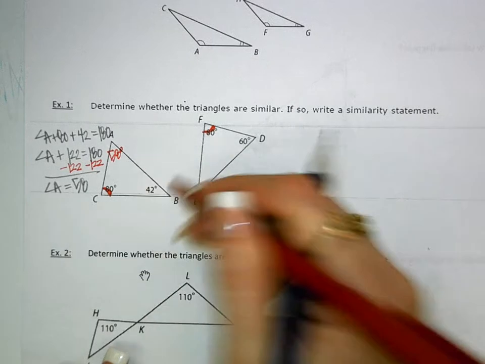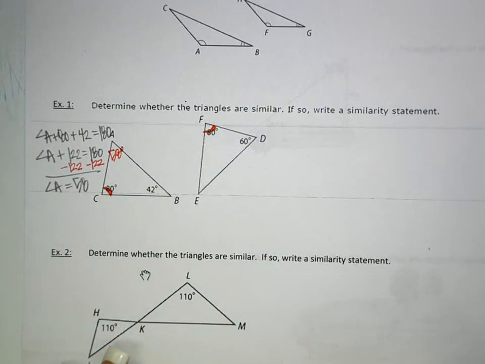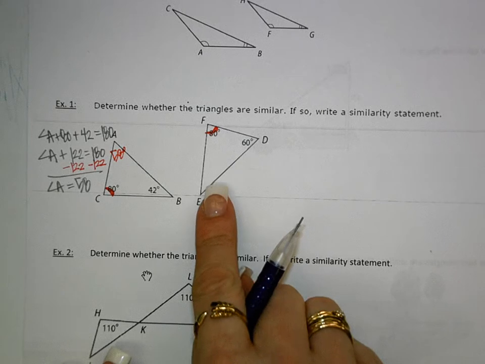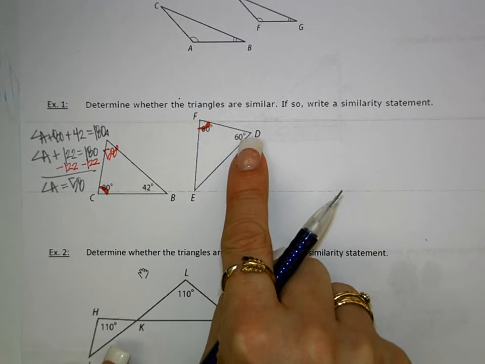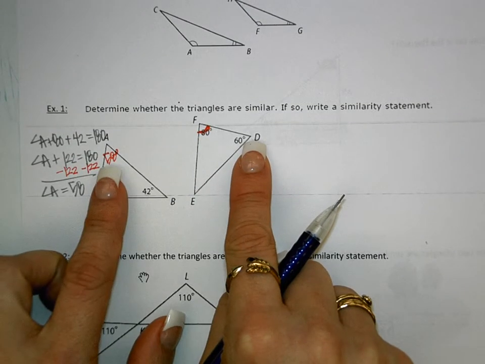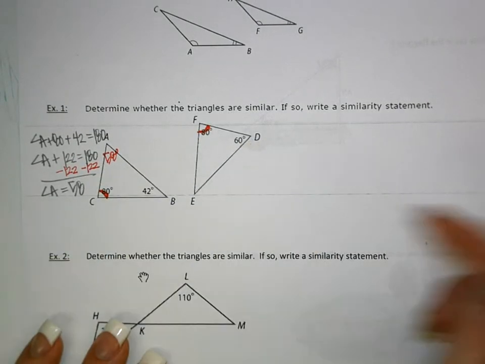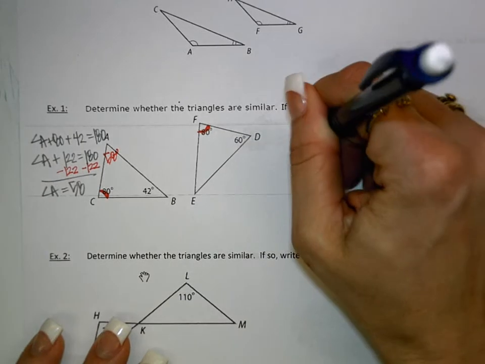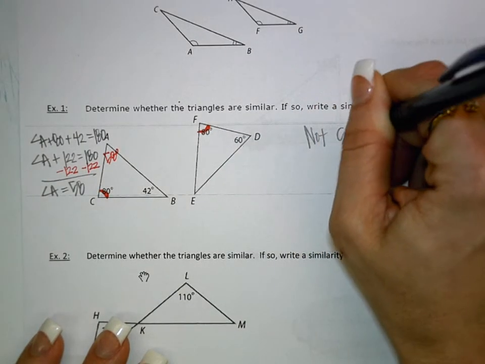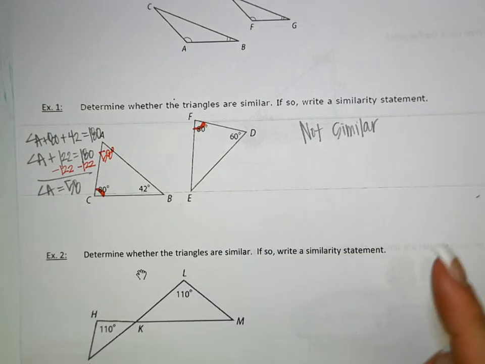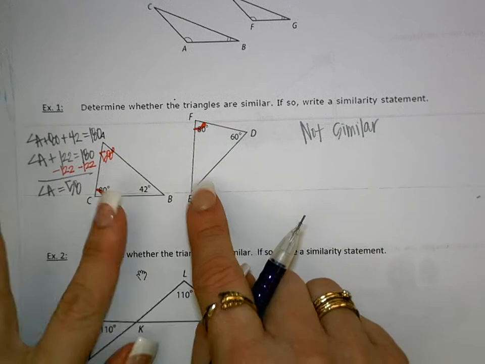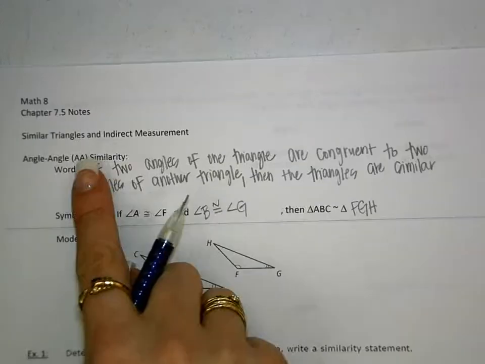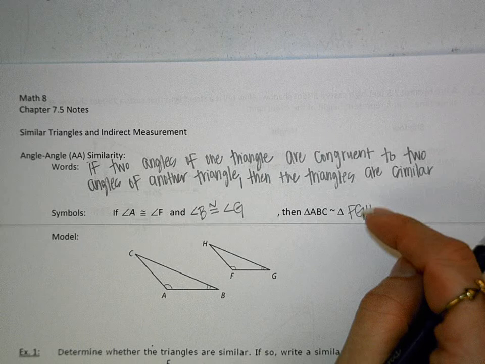Are any of the other angles equal to each other? No. Do we even really have to figure out what angle E is equal to? No, because it's not 60, which is one of these, and this one has a 58 and a 42. So are these two similar? No. Okay, so these are not similar. And sometimes that happens. Just looking at those, they look like they might be similar, but I really don't know. So the way that you can tell is by checking their angles. We're looking for what's called angle-angle similarity. So if two angles are exactly the same, then that means that the triangles are similar.